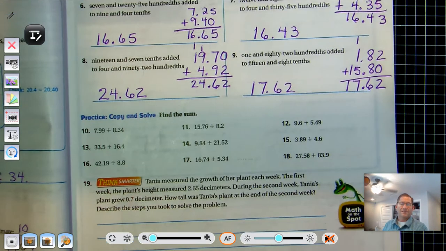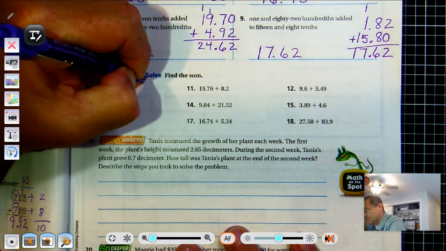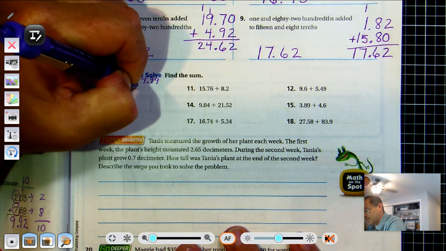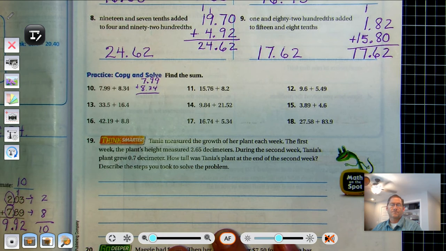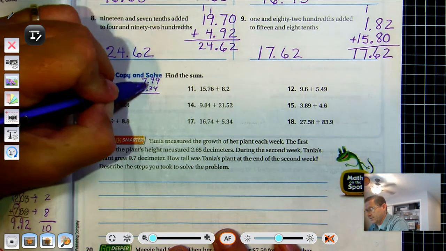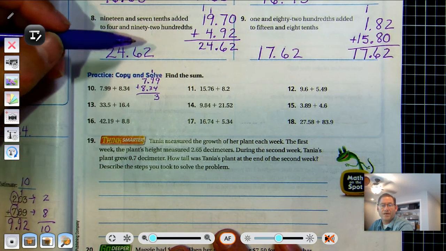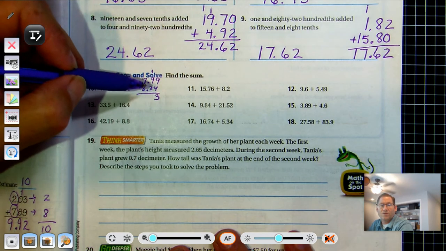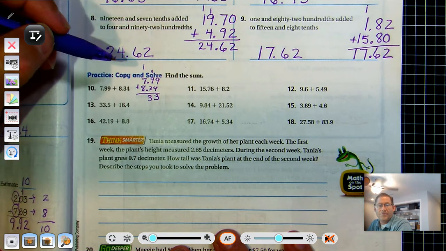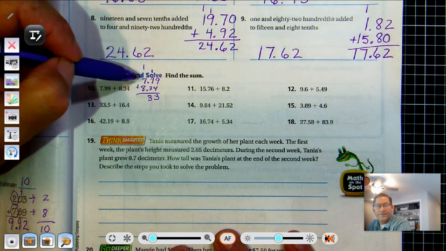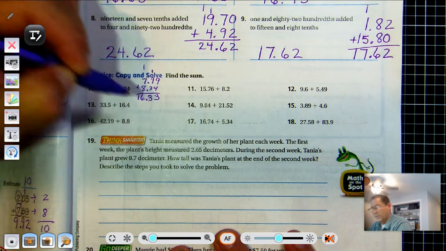All right, number 10. 7 and 99 hundredths plus 8 and 34 hundredths. Okay, we have the same number of place value digits, so 9 and 4 is 13. Regroup that as 1 tenth and 3 hundredths. 9 and 3 tenths is 12 tenths, plus 1 more is 13 tenths. Regroup that as 1 whole and 3 tenths. 8 and 7 ones is 15 ones, plus the regrouped 1 is 16. 16.33.